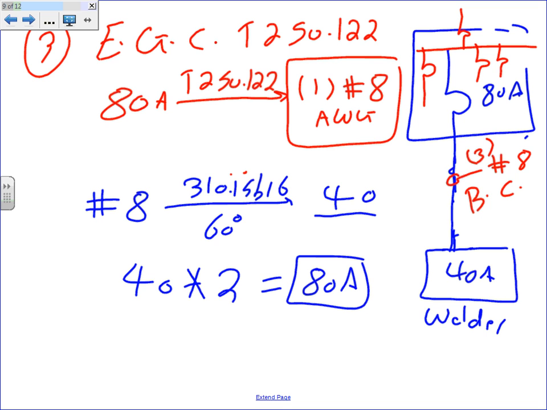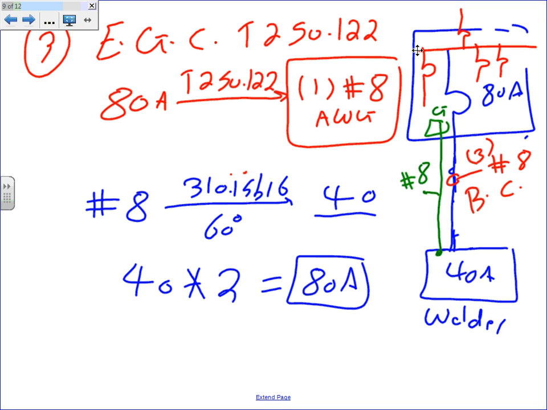This is the equipment grounding conductor. Here's the ground. Number 8. Now we happen to be the same size as the phase conductors. That's okay. Here's my question for you: what if this calculation ends up with number 6 and the phase conductors are number 8? Do I have to put a number 6 equipment grounding conductor? No. So no matter what this calculation comes up with, if it comes up with more than number 8, in this case number 8 is the largest.